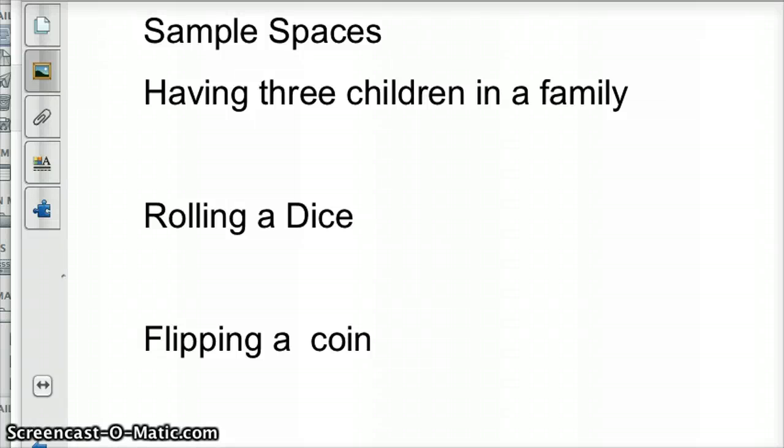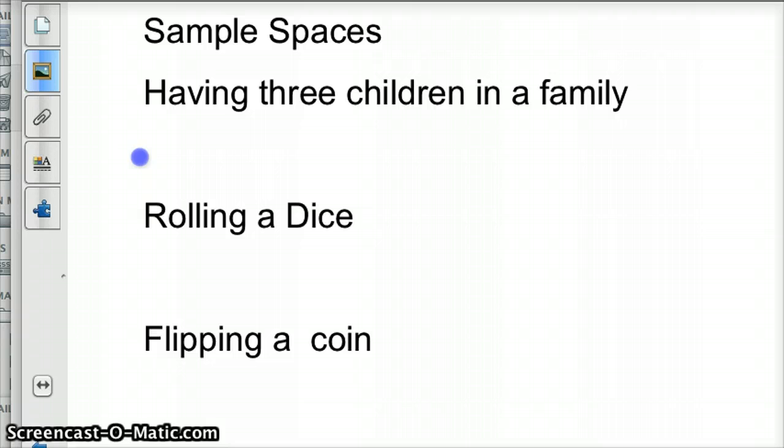Okay, sample spaces, and this is kind of a video on the introduction to probability. So let's say your experiment was having three children in a family. In this case, you have eight choices.